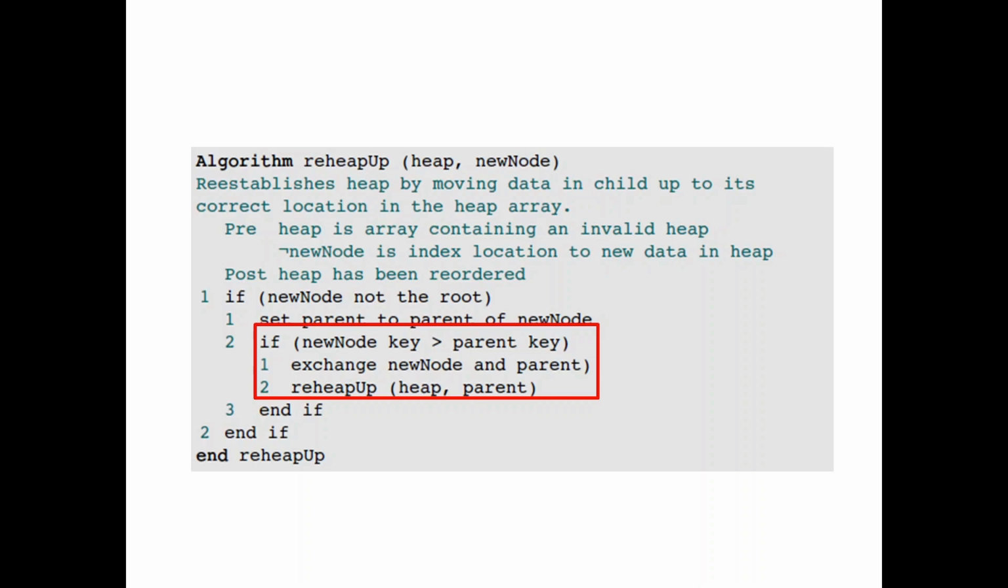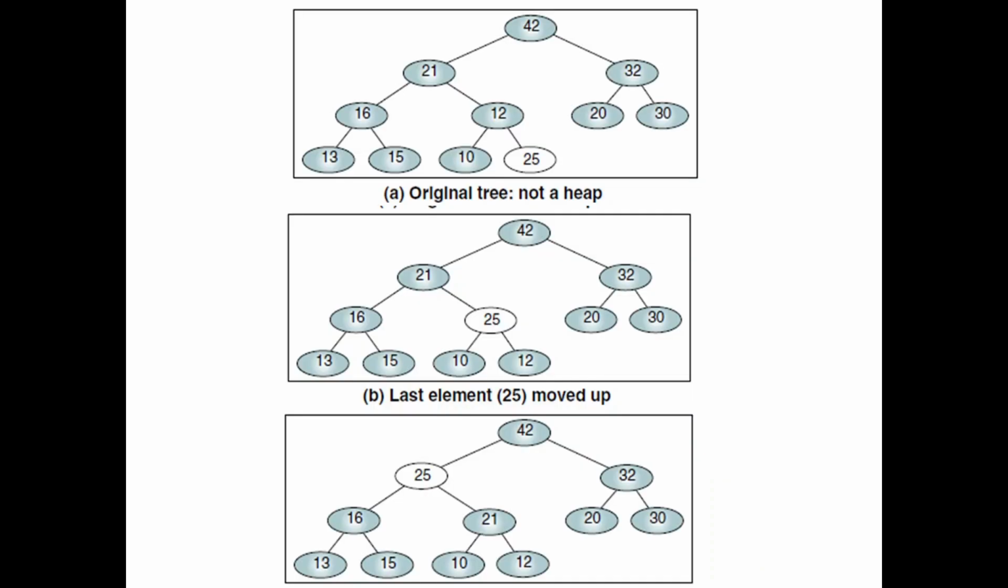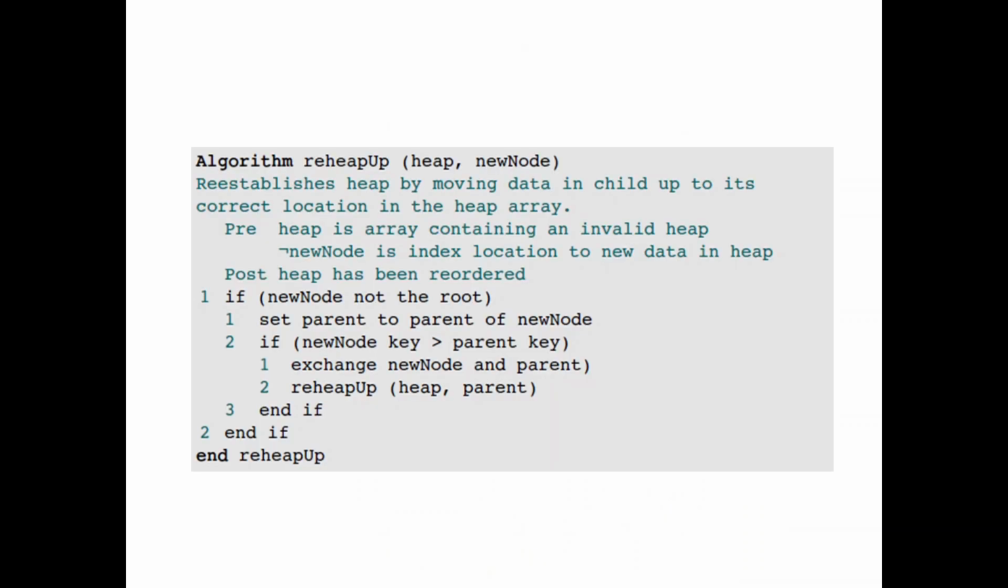It stops when this condition is no longer true, that is, when the new node's key value becomes less than the parent key. Then the recursion will end, and that is actually the base case of this particular recursive algorithm. So that is exactly what we had seen in this example. This is the reheap up algorithm, which will be called whenever you perform an insert operation.